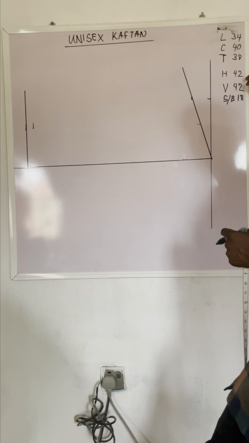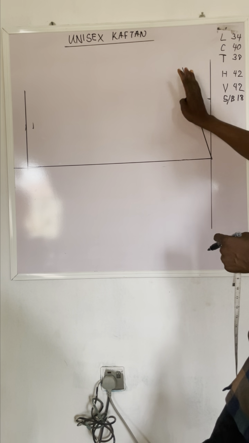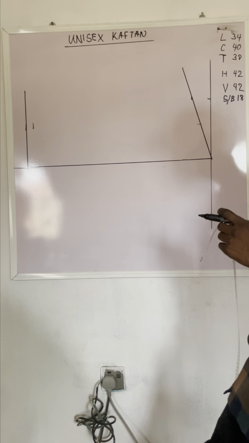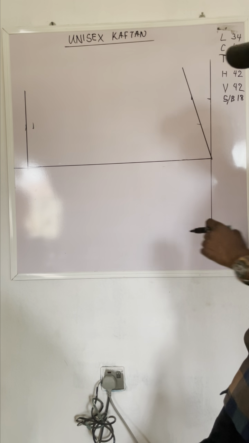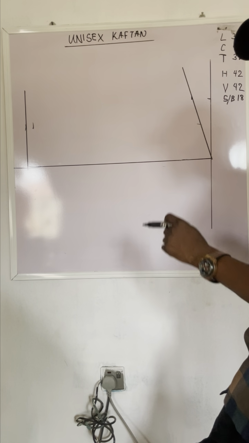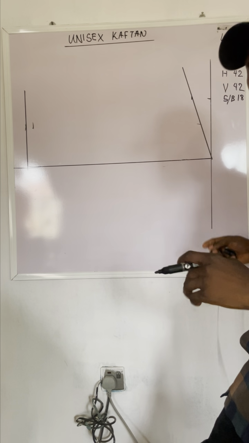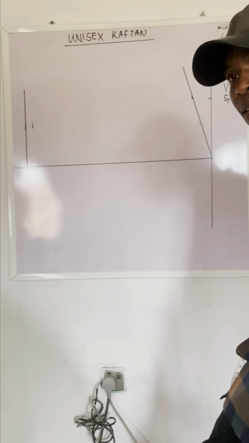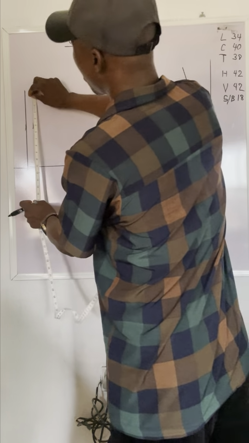And the biggest measurement we have here is 42, which is hip. So that means we are going to use the hip measurement to determine this cut because I just want to cut it straight on the front pattern. 42 divided by 4 will give us 10.5. To that 10.5, we are going to add 2 inches sewing allowance. For kaftans, you have enough fabric inside. You understand?